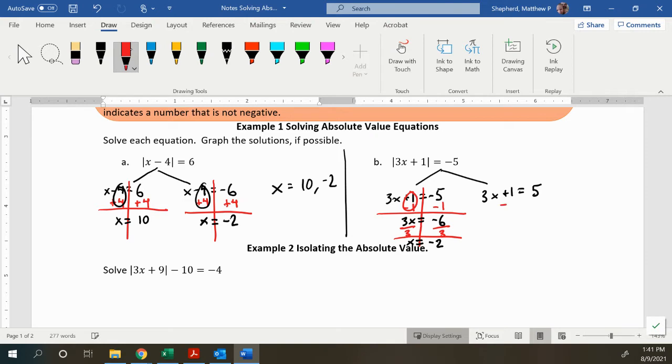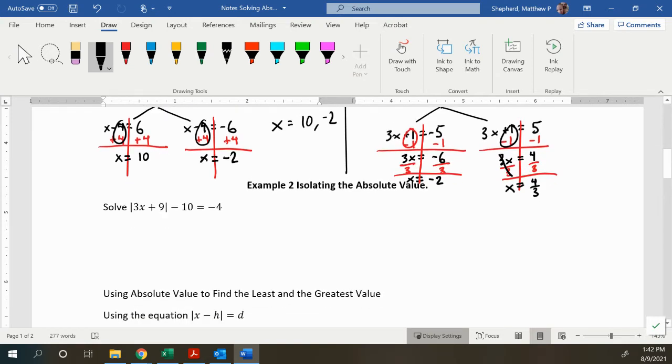All right, again, we'll subtract 1 from each side, and we'll get 3x because that became 0. 3x plus 0 is just 3x. 5 minus 1 is equal to 4. Divide by 3. 3 divided by 3 is 1. 1x is equal to 4/3. All right, and there we've got it. Solving equations with absolute value.